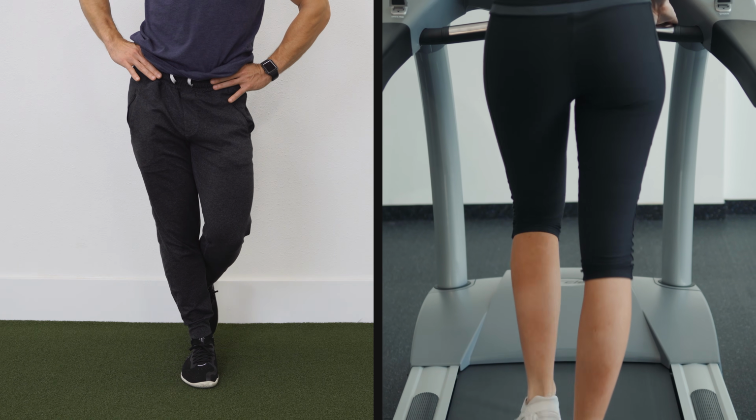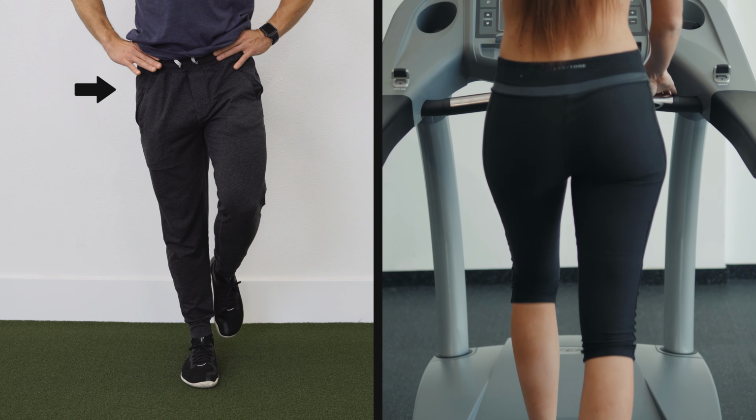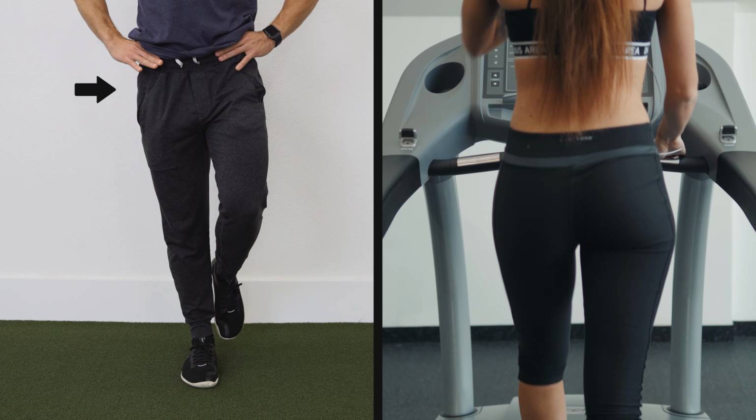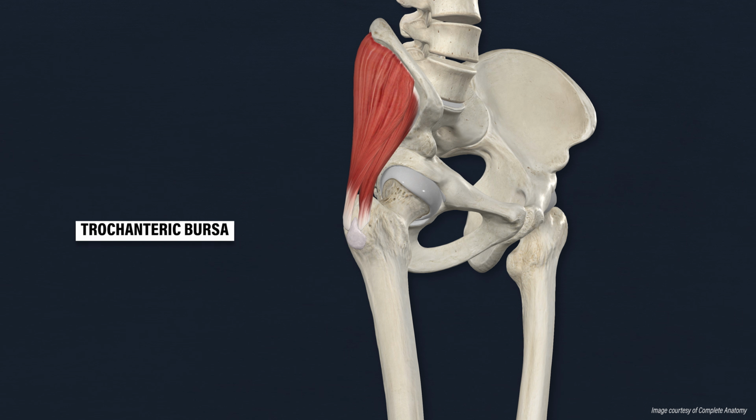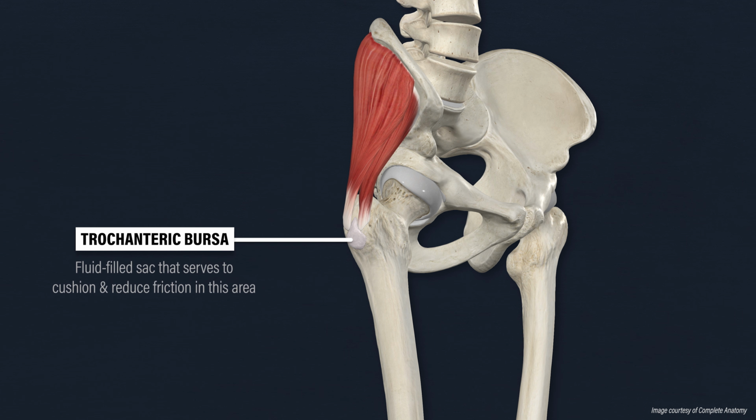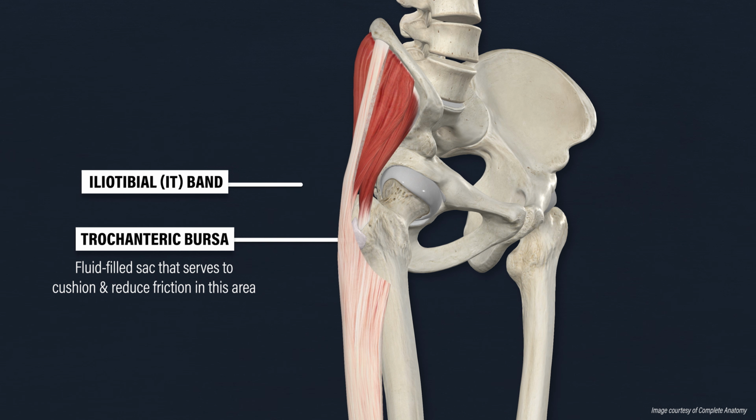More importantly though, they stabilize the pelvis when standing on a single leg, such as when walking, running, and going upstairs. There is also a trochanteric bursa, which is a fluid-filled sac that serves to cushion and reduce friction in this area. Over the top of these structures lies the iliotibial band.